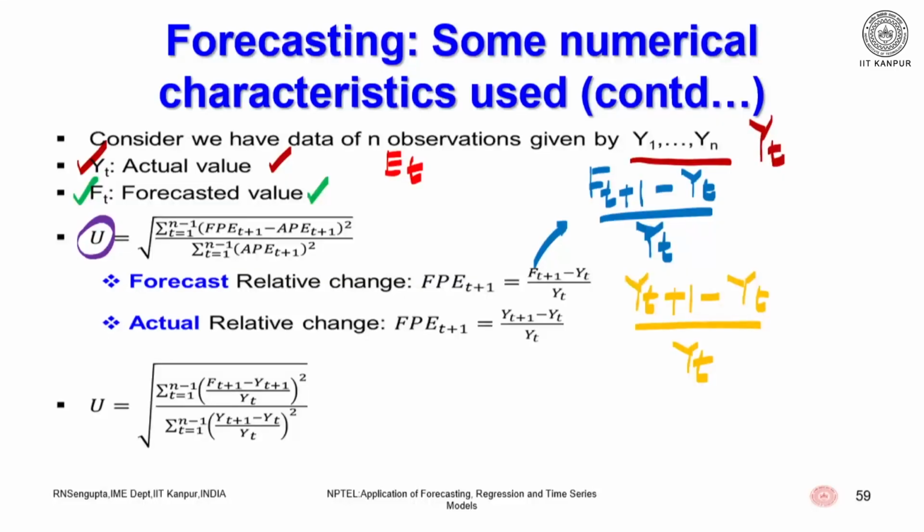In the U statistics, basically you have the square of these; you are not taking the sum of them. The reason is that if you take the sum, it may be possible that the numerator value may be 0 or the denominator value may be 0. Hence you square them, find it out for all the values from t equal to 1 to n, and the square root of that will give you the U statistics.